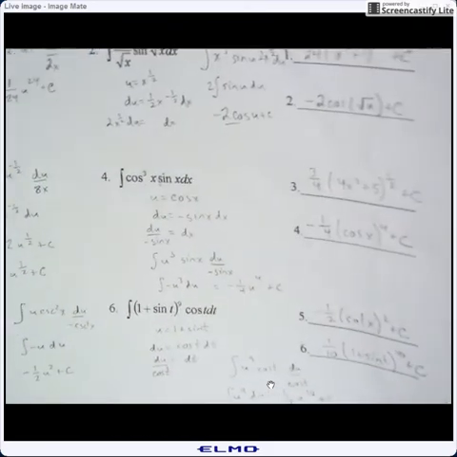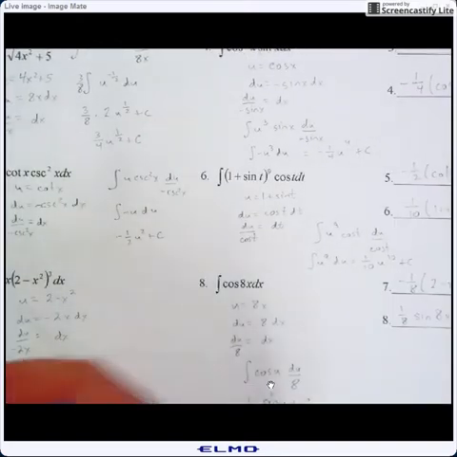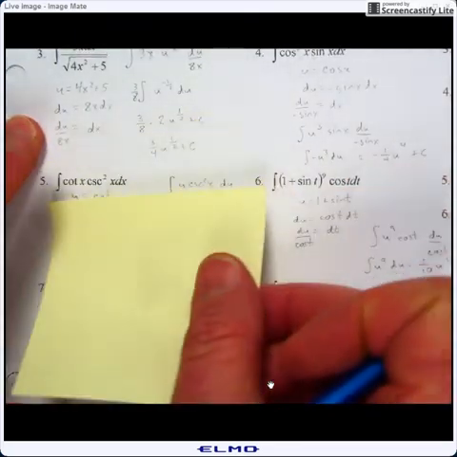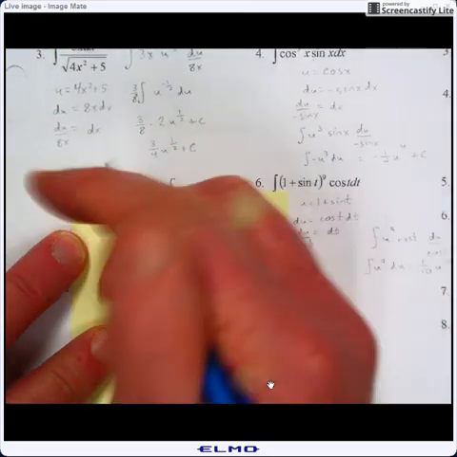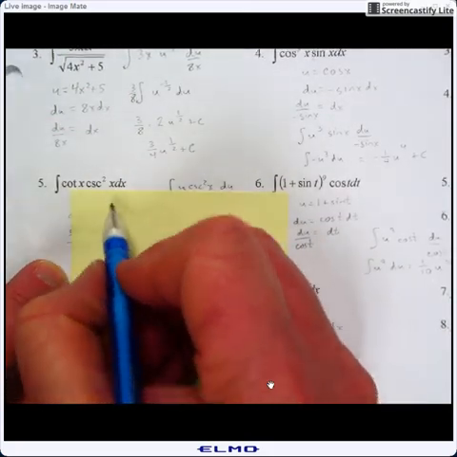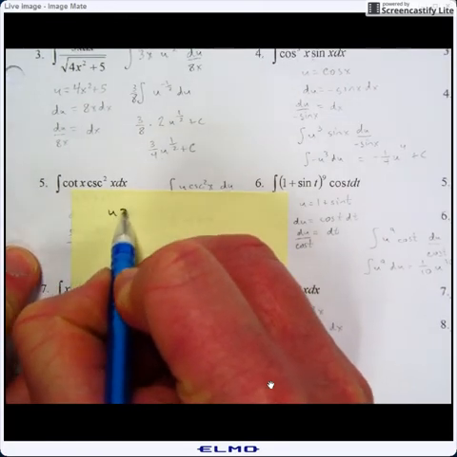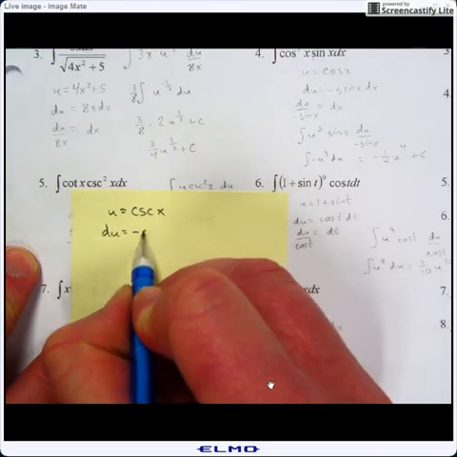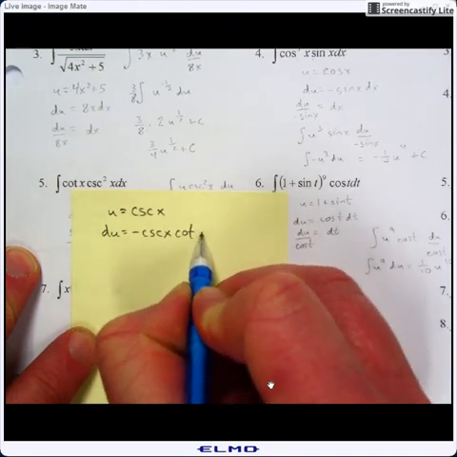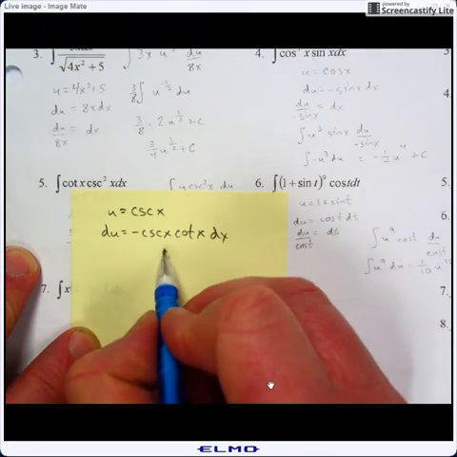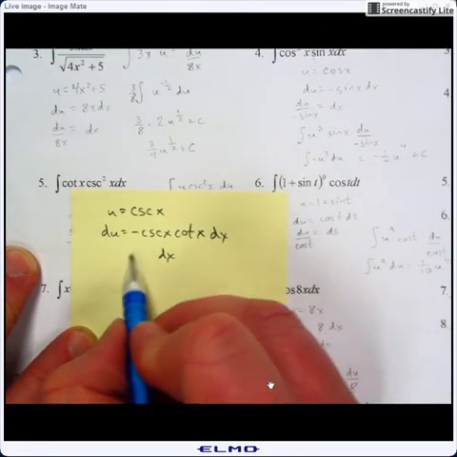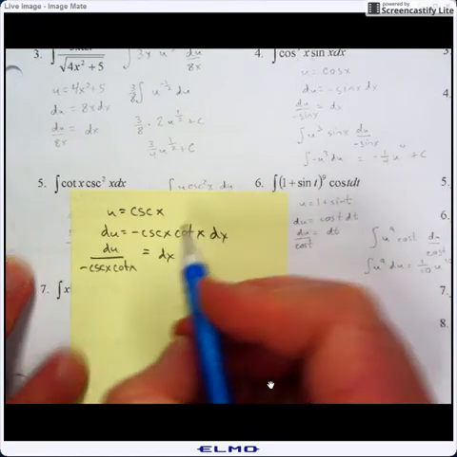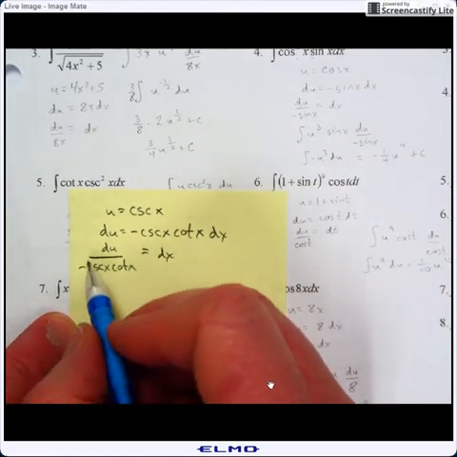All right. Number 5 also looks like that, a power. So when you go to set this up, if you're like, yeah, I just listened to your suggestion, Mr. Kirkton, so I'm going to be super diligent like I always do and listen to everything that you say and apply it. So you go, okay, I'm going to let u be the cosecant. So that du is negative cosecant cotangent. And then I solve for dx.